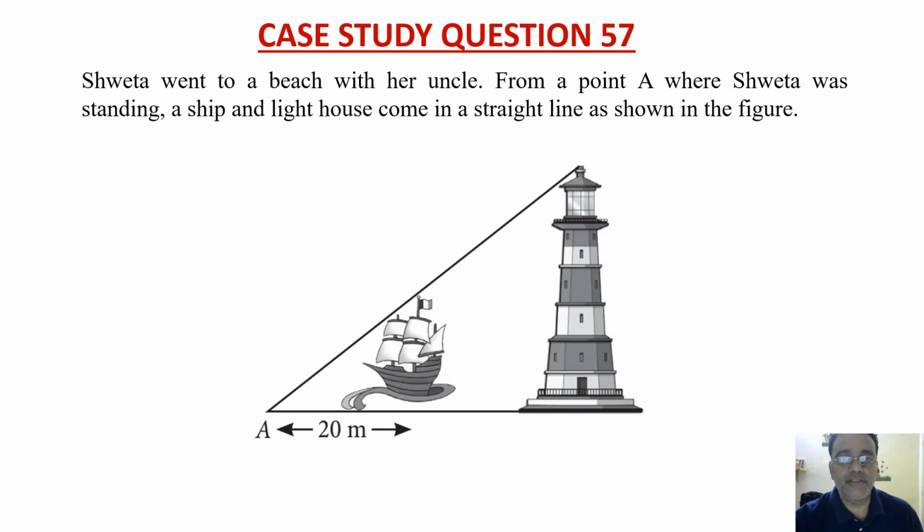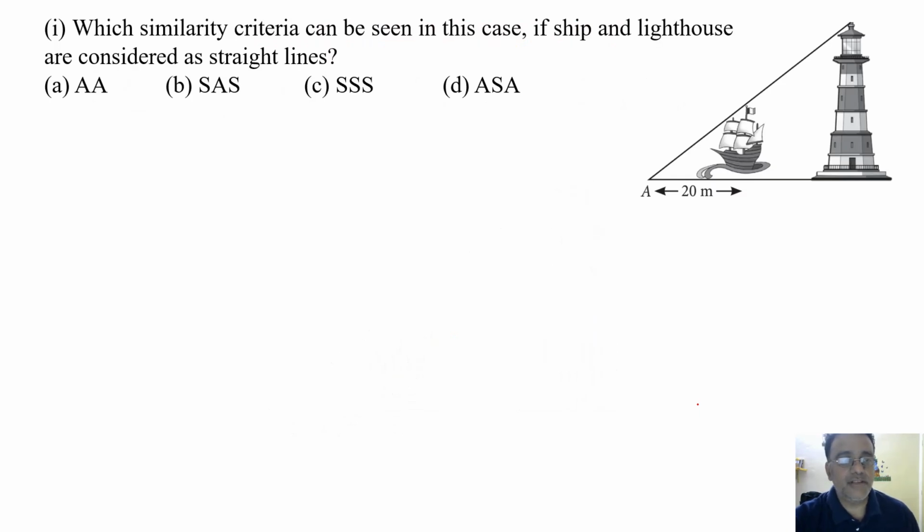Shweta went to a beach with her uncle. From a point A where Shweta was standing, a ship and lighthouse come in a straight line as shown in the figure. Based on this figure, some questions have been framed. So let us start with the first question. Which similar criteria can be seen in this case if ship and lighthouse are considered as straight lines?